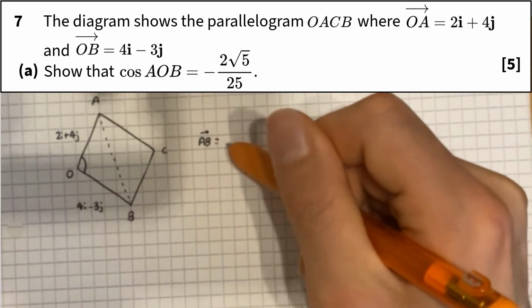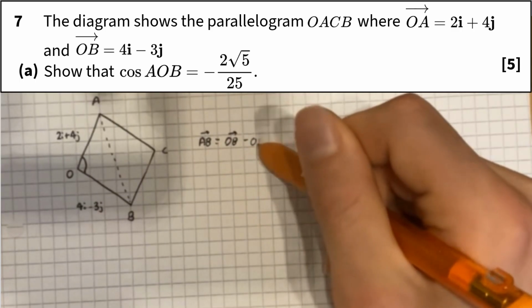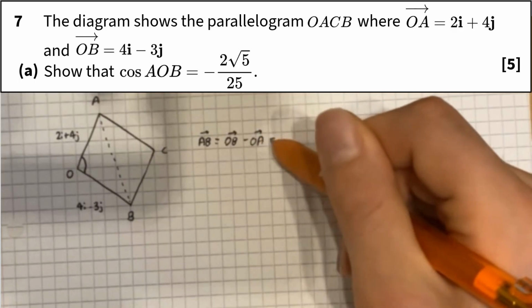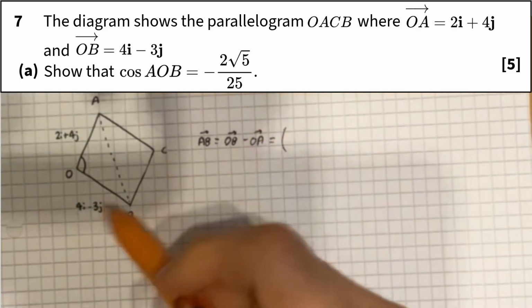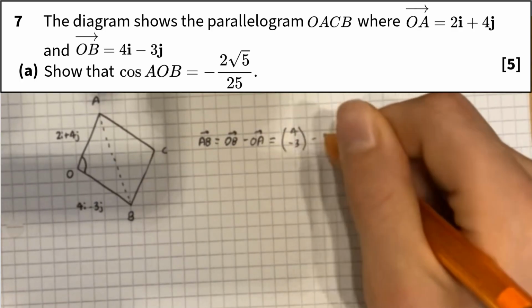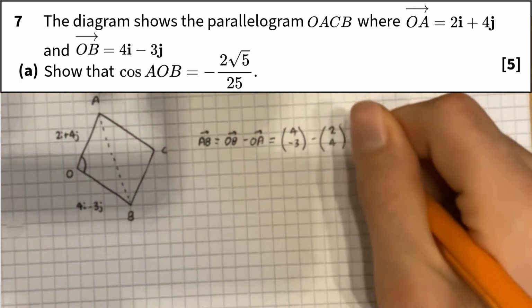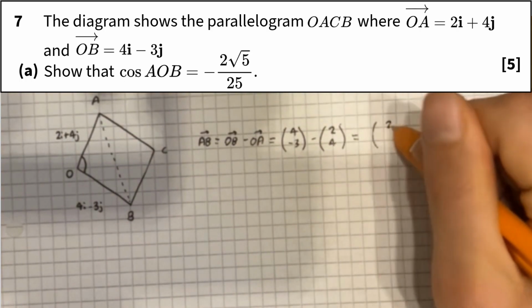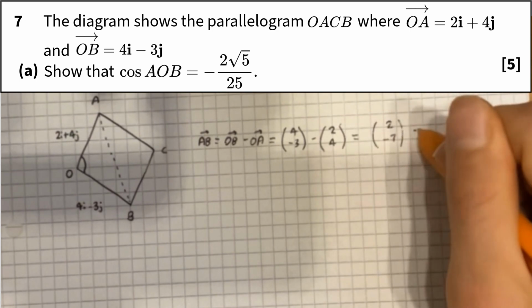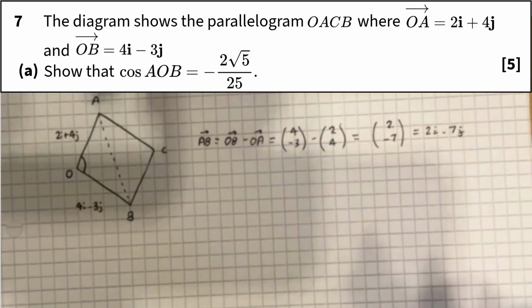We should know that if we're looking for a vector AB, then we go from O to the second vector minus O to the first vector. Luckily for us, we've got OA and OB as given in the question. I'm going to do it as a column vector, but you can do it as i's and j's as well. So 4 minus 2 is 2, and then minus 7. And then I write it in the ij format here at the end.